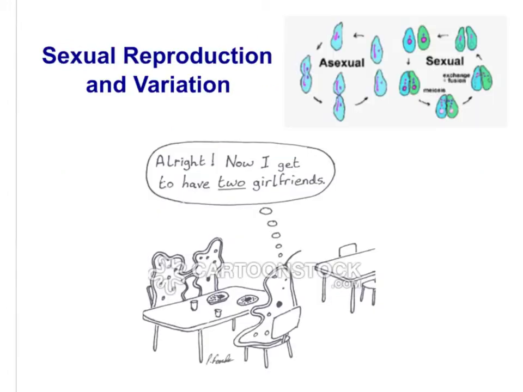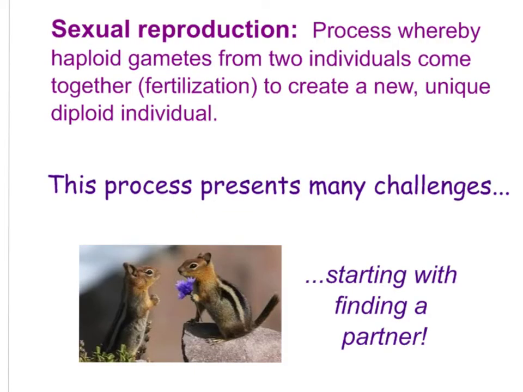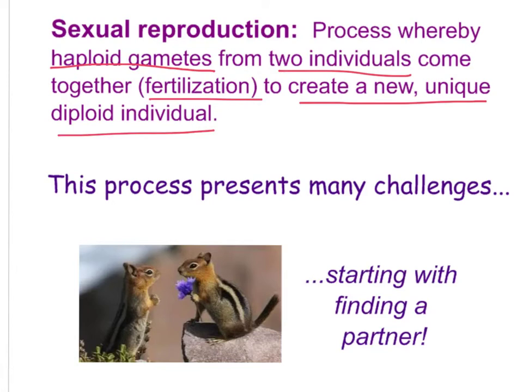Now we're going to take a quick look at sexual reproduction and variation. What's the big deal about sexual reproduction anyway? Sexual reproduction is just the process whereby haploid gametes from two different individuals come together. That's fertilization. The haploid gametes are the sperm and the egg. When they come together and fertilization happens, they create a new unique diploid individual.